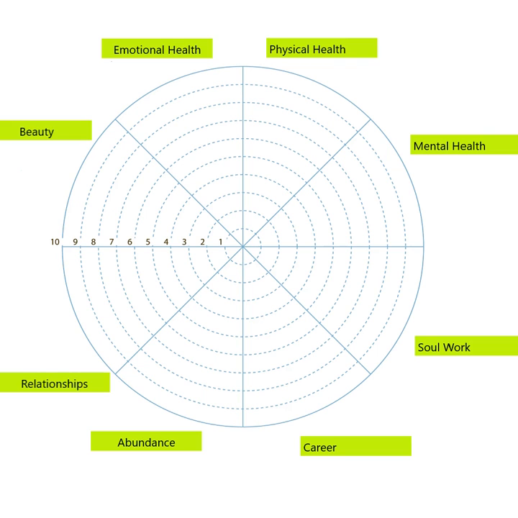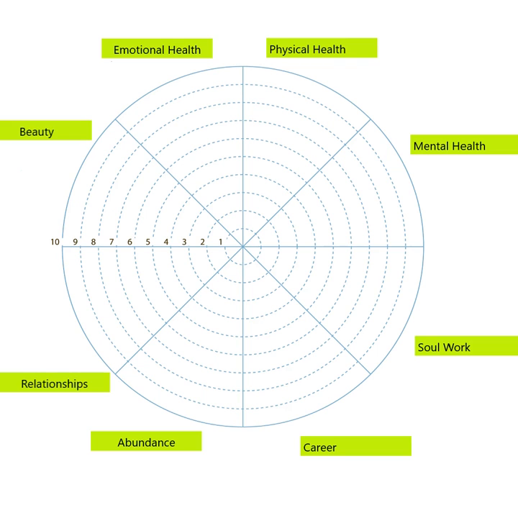Next, we move to the abundance, and we are talking about abundance in all the forms of resources. Do you feel you have enough time or not enough time on your hands? Do you have enough money or resources to get things done? And do you have enough ideas, the creative ideas?